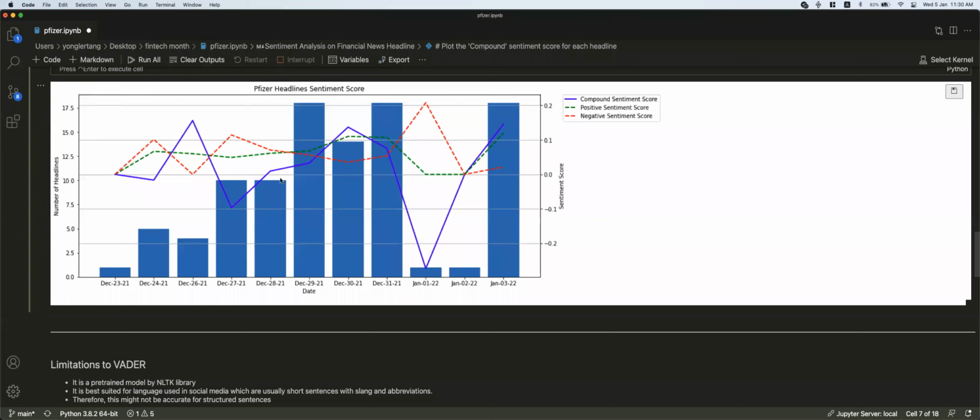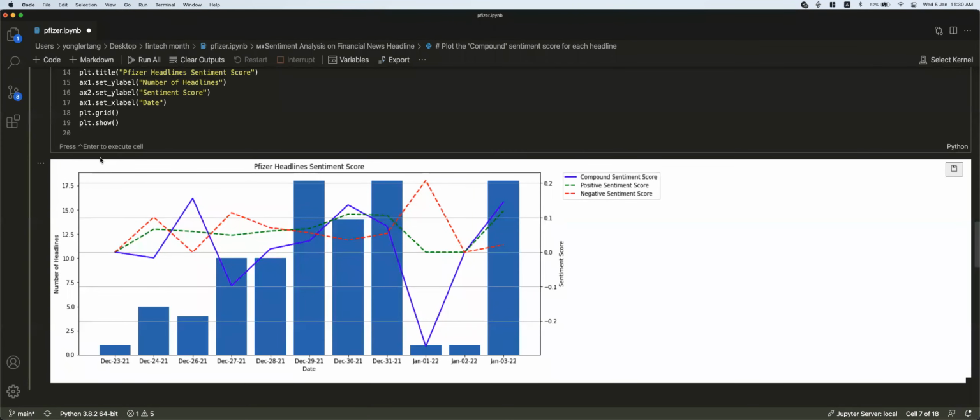But if you look at earlier dates around this period of time, I think there were quite a couple of headlines related to Pfizer, especially about its efficacy against the Omicron variant. So you can see the sentiment starts to pick up a bit here. On the right is the y-axis for the line graph, and the left axis is for the bar chart itself.